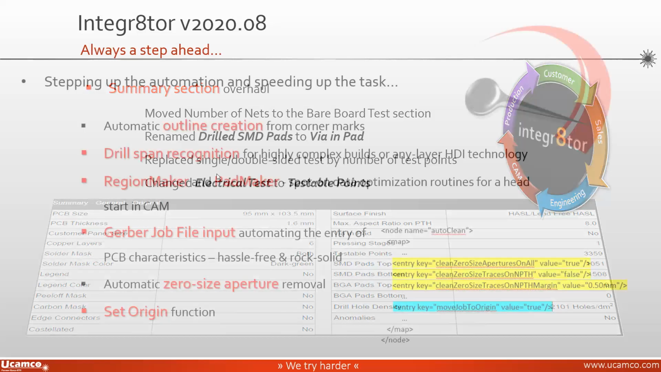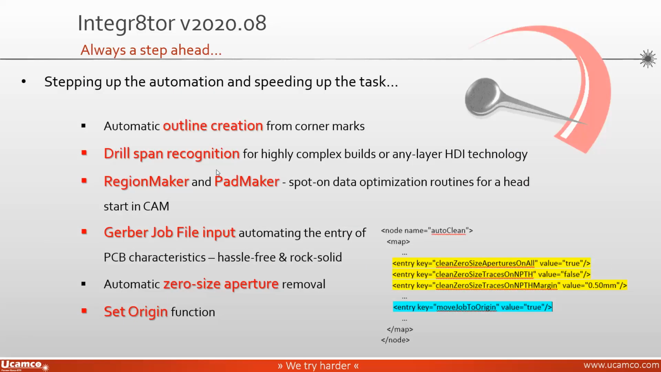So that's still QED. Then I will briefly talk about a number of things that we have been doing in the area of outline creation. Outlines, you know, are crucial to integrated jobs. We've done a number of things there. Same thing with drill span recognition. I will mention two new items, RegionMaker and PadMaker. We will be looking at some new possibilities of entering PCB characteristics, things like surface finishes or solder marks, in an automated way by means of the Gerber job file input.